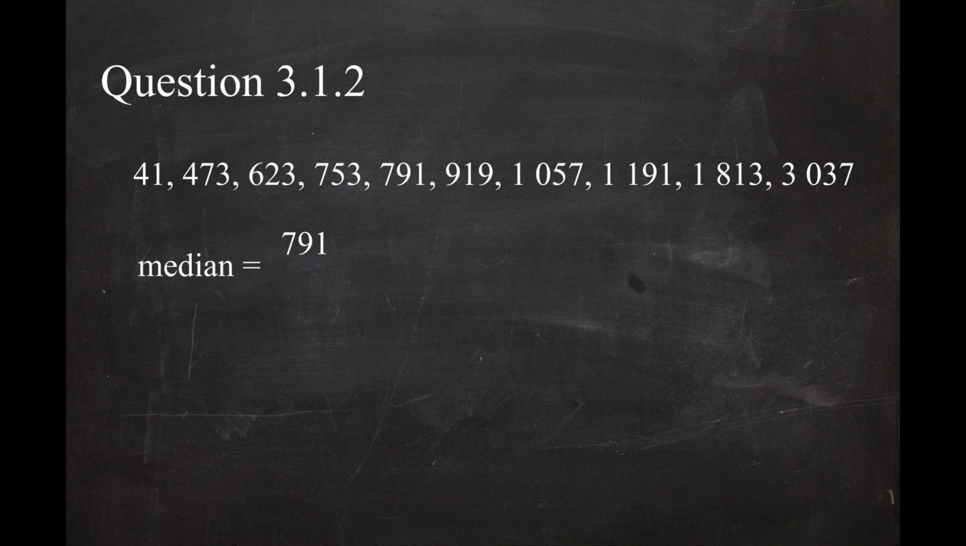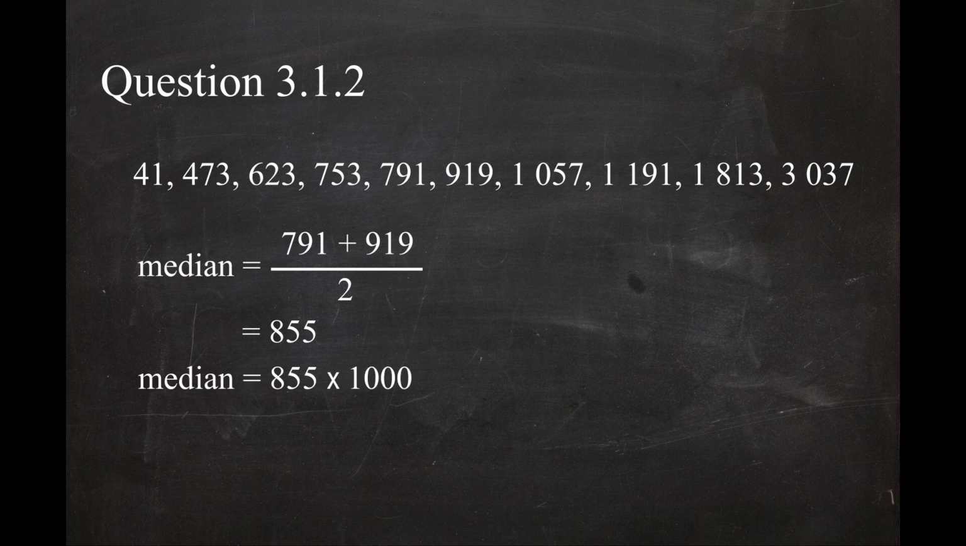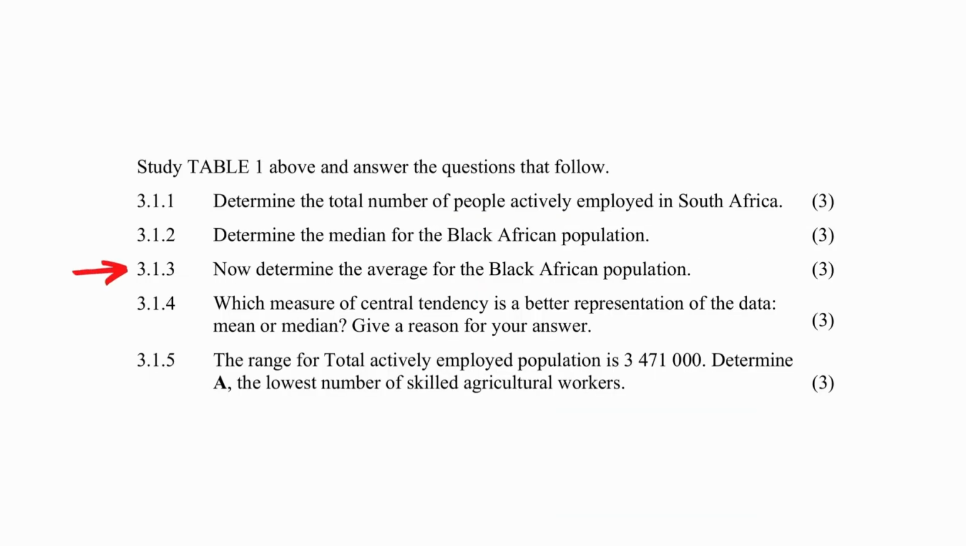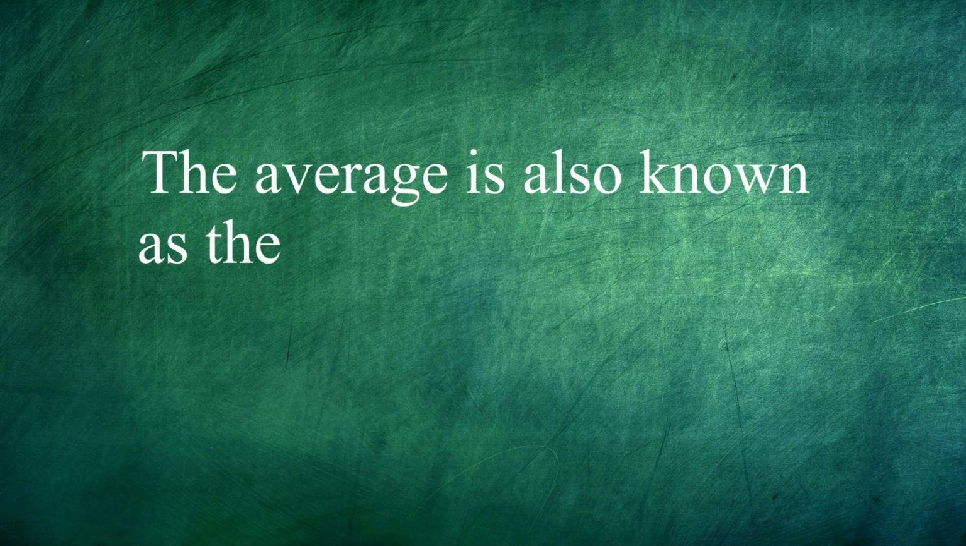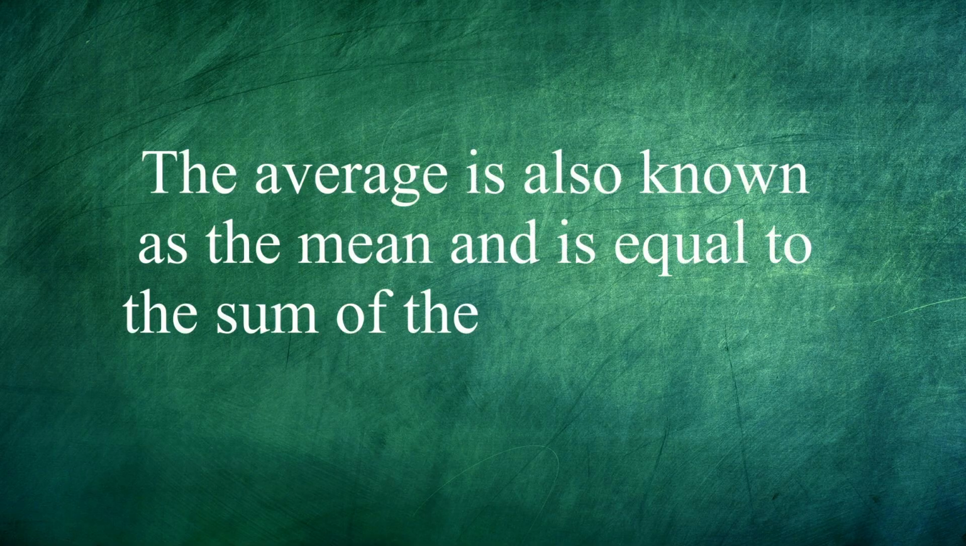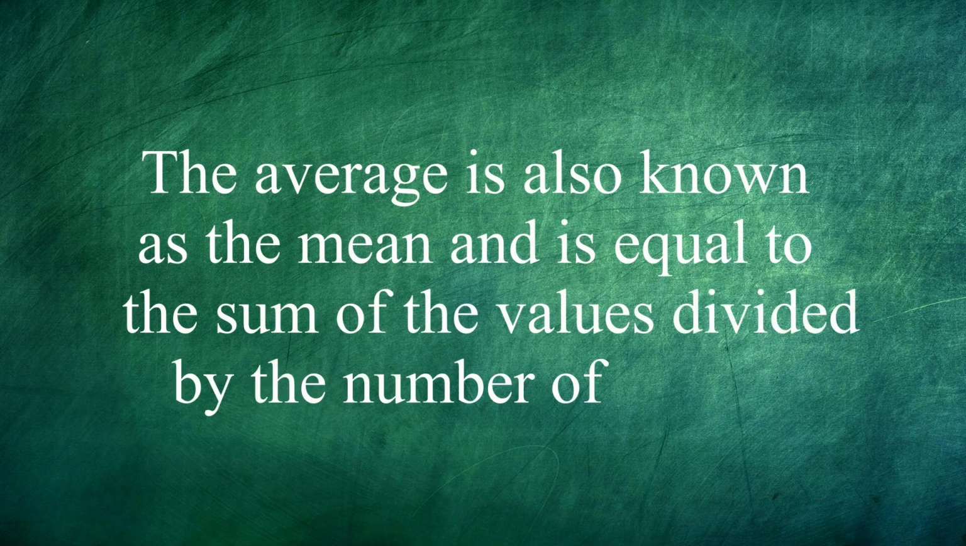The median equals 791 plus 919 divided by 2, and this gives you a median of 855. Multiplying this value by 1,000 gives you a value of 855,000. In question 3.1.3, you have to determine the average of the Black African population. The average is also known as the mean and is equal to the sum of the values divided by the number of values.